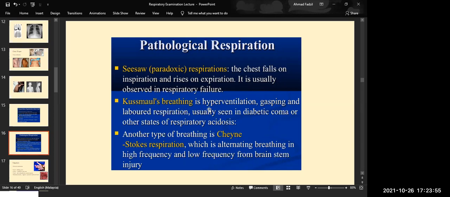Small breathing is when the patient is panting, breathing very fast, gasping, laboured breathing, usually due to diabetic coma or respiratory acidosis, mainly the acidosis condition. And Cheyne-Stokes breathing, where the breathing is high, fast, and then becomes low in frequency, fast, slow, is due to brainstem injury. That is the thing you observe, and you calculate the rate.